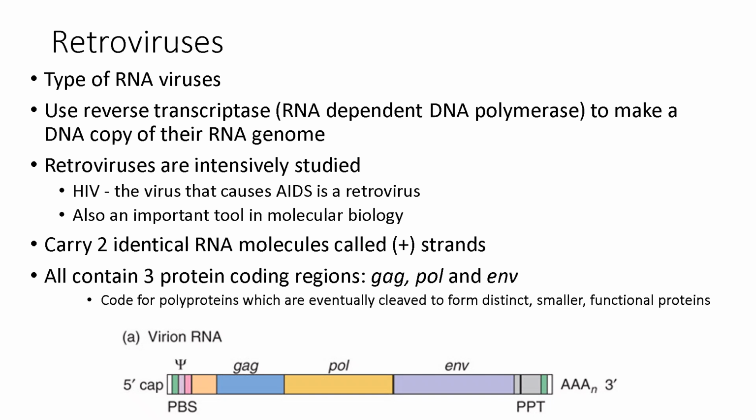Retroviruses are RNA viruses that replicate through a DNA intermediate. They use reverse transcriptase to convert their RNA genome into DNA, which then integrates into the host genome. All retroviruses carry two identical RNA strands and three essential coding regions: GAG, POL, and ENV. HIV, the virus responsible for AIDS, is a notable retrovirus.